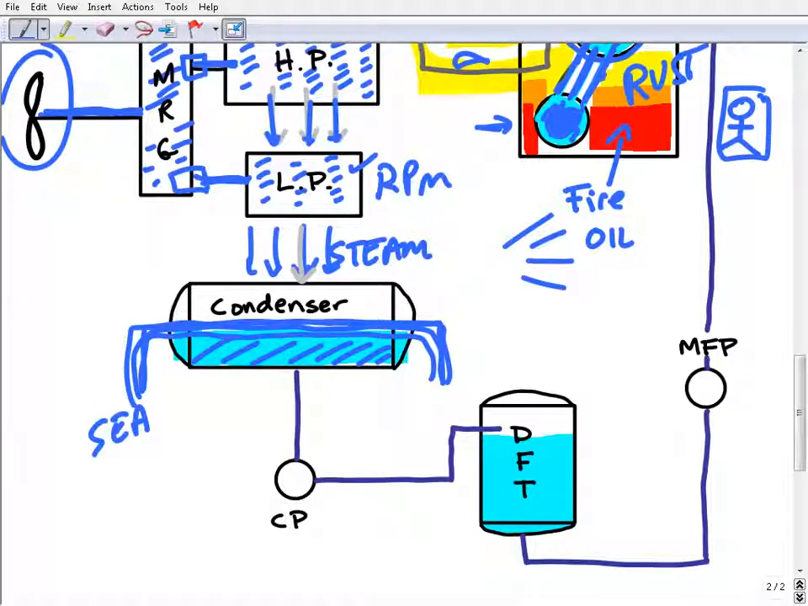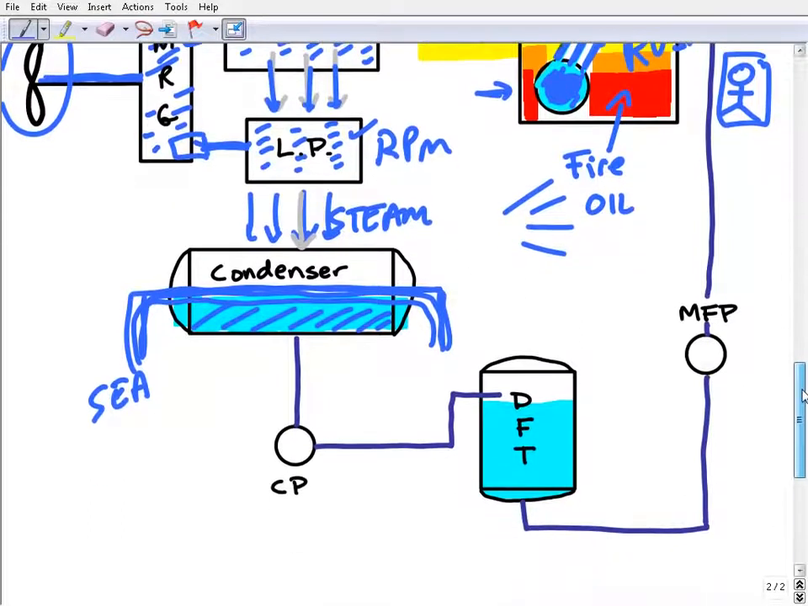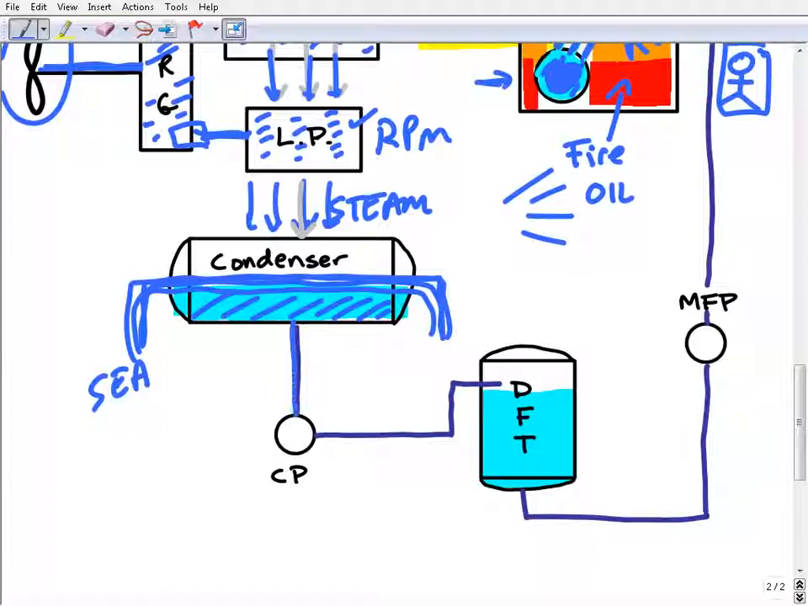So now we're back to condensate. We're back to water, kind of the pre-phase before it goes to the boiler. This condensate gets pumped. This is just a condensate pump here, a little CP. And notice I'm calling it condensate, not water. We're going to pipe it over to the DFT.